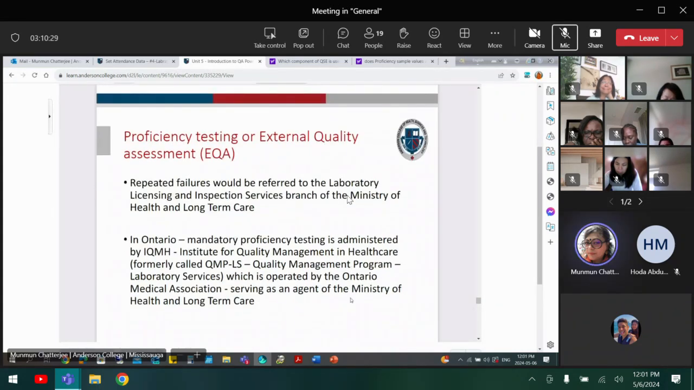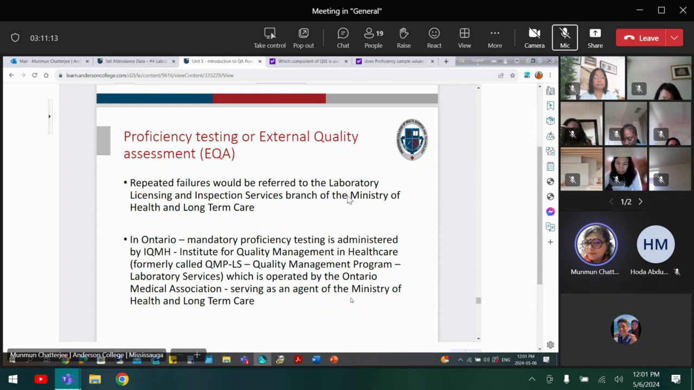Repeated failures would be referred to the Laboratory Licensing and Inspection Services Branch of the Ministry of Health and Long-Term Care. So maybe you have made a one-time mistake, they're going to give you notice. Second time, warning. Third time, if you fail this time also, you cannot keep the quality, you cannot be accredited or approved by us. Then they may stop the lab, even seize your licence, and report to the Ministry of Health and Long-Term Care to take care of the issue.